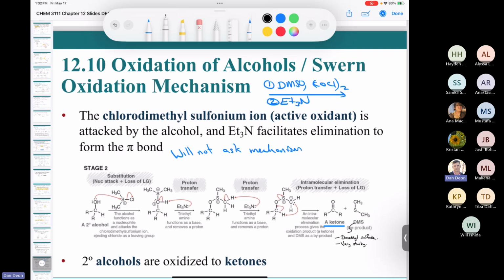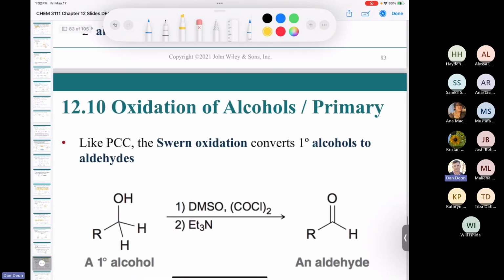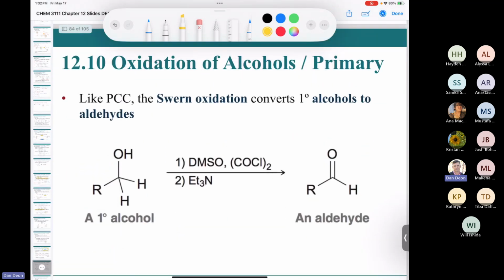But what's the advantage of these conditions over the Jones reagent, the chromium trioxide, and aqueous acid and water, for example, is that there's no chromium, right? So it is better for the environment, even though it is smelly. All right. So here's the overall process for the Swern. Like I said, step one.